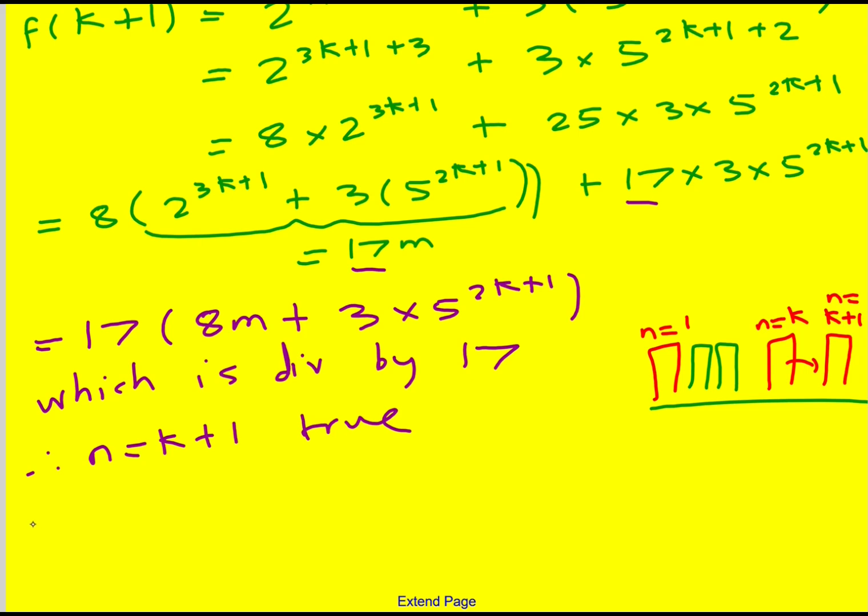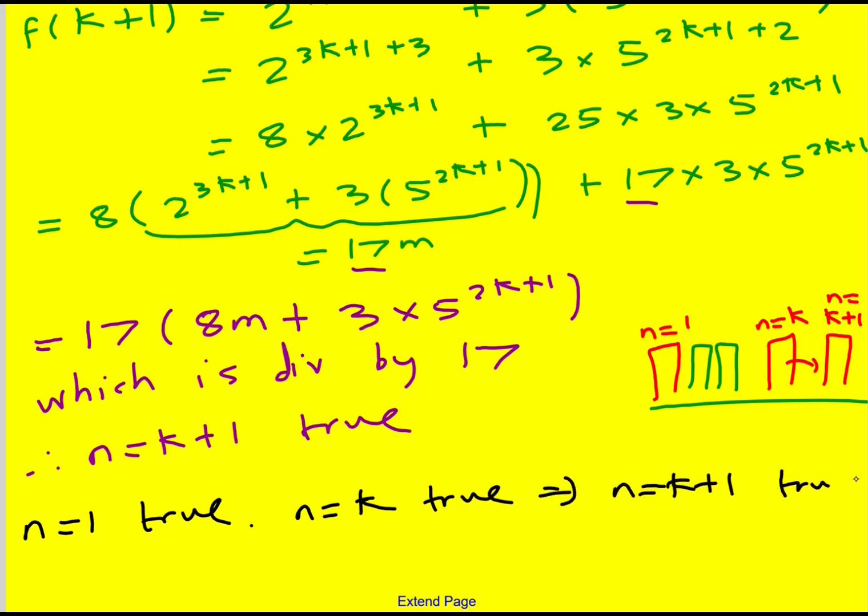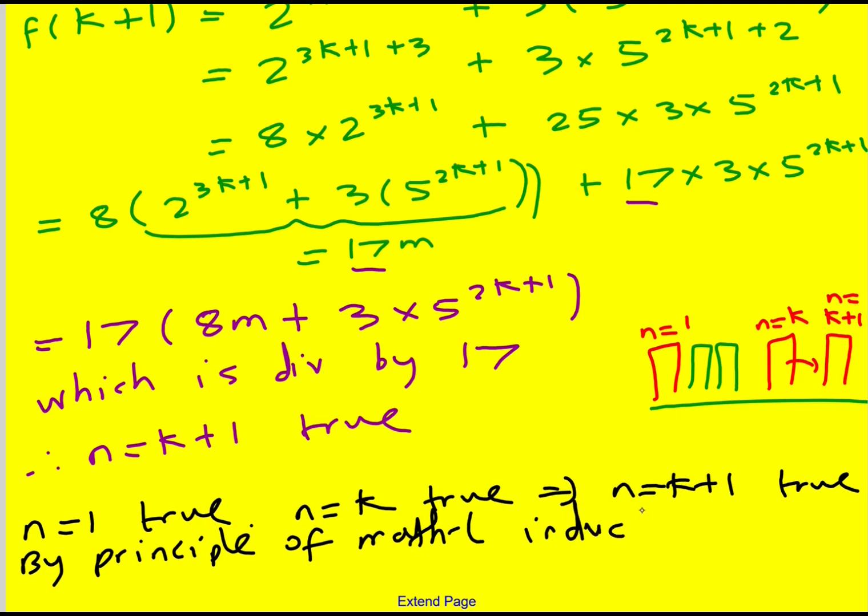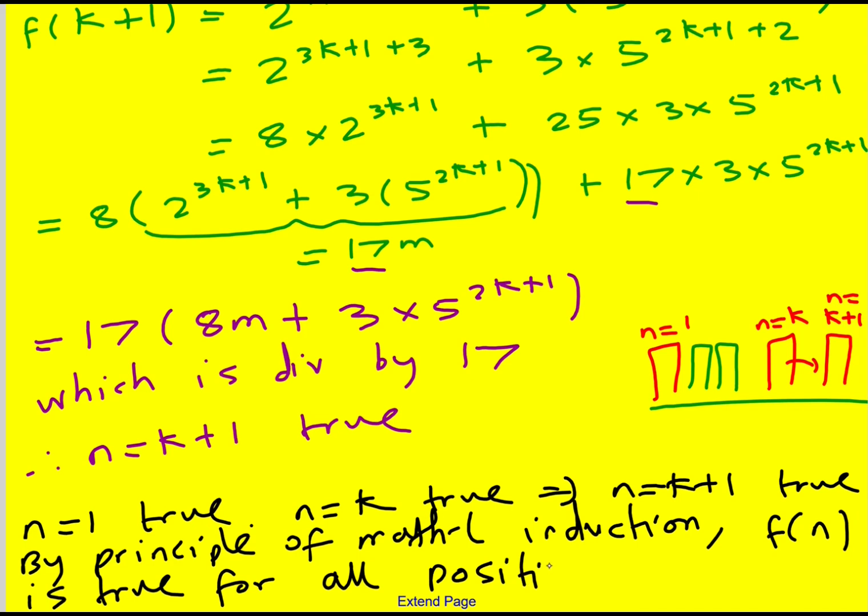We just write a little conclusion. So n equals 1 true, or you could say f of 1 true. n equals k true implies n equals k plus 1 true. That's the idea. So by the principle of mathematical induction, f of n, and I'm just bringing that back in right at the end, is true for all positive integers n.